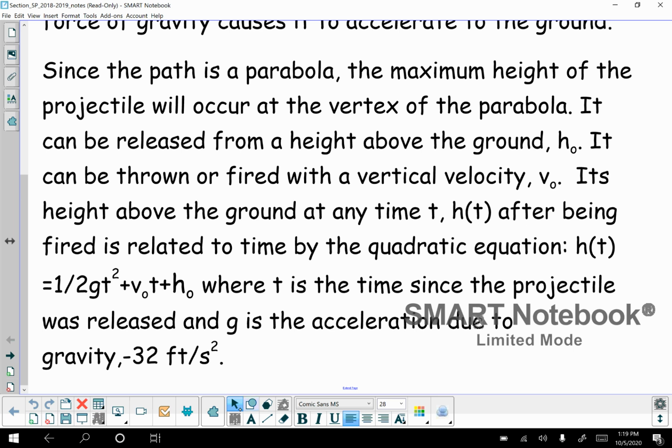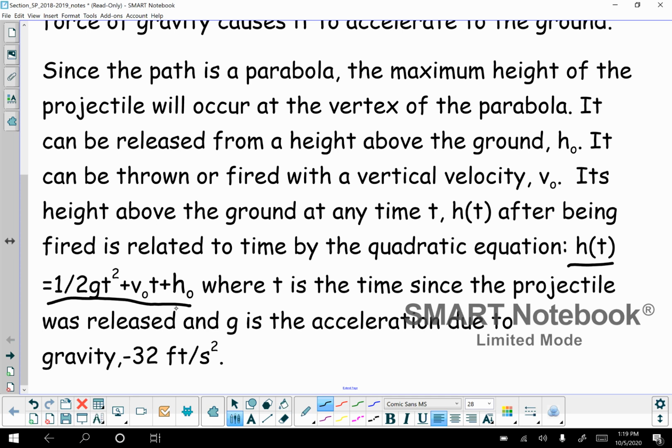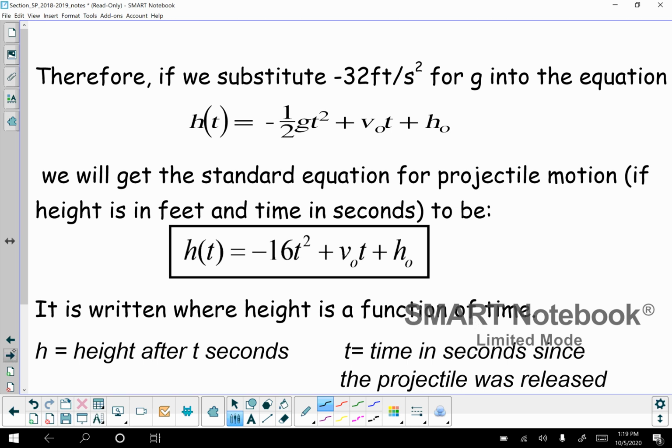Basically, the main equation that we're focusing on here is h(t), the height. It's given by 1/2 g t squared plus v naught t plus h naught. And gravity is negative 32 feet per second squared. So we can start working these. Therefore, we substitute 32 into the equation. So half of 32 is 16.